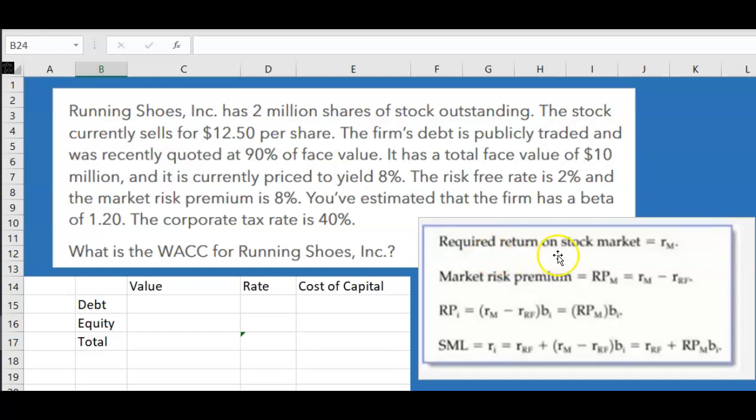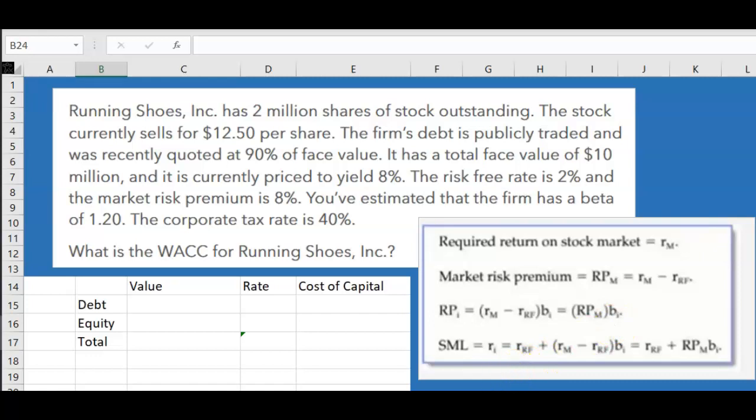First, the required return on the stock market is given by R sub M. And the market risk premium is the risk premium for the market. We calculate that by taking the return of the market less the risk-free rate. Okay, we call that the market risk premium. Now, the risk premium for a specific stock I would be the market risk premium times the beta for that stock. So another way of showing that is just the risk premium of the market times the beta.